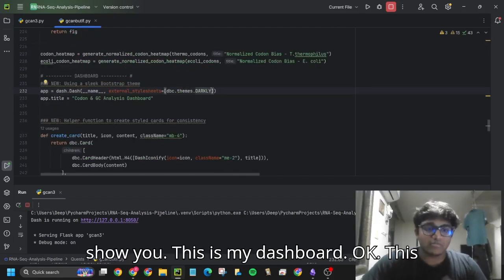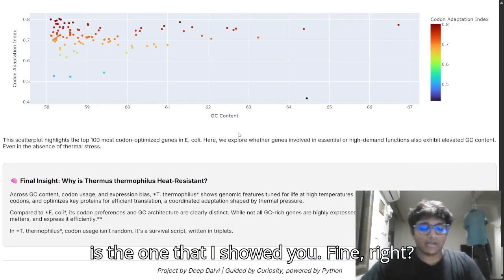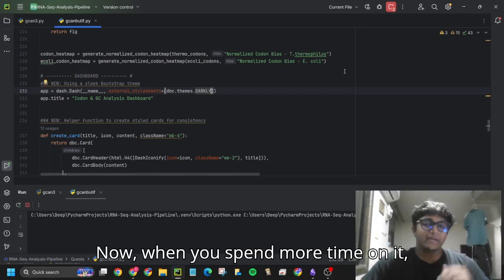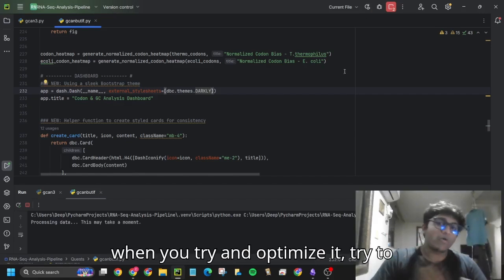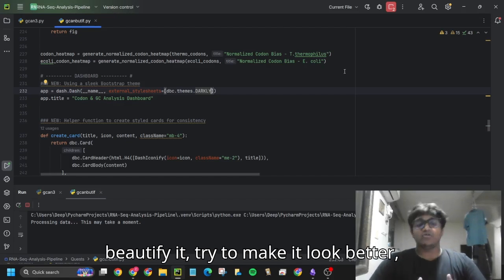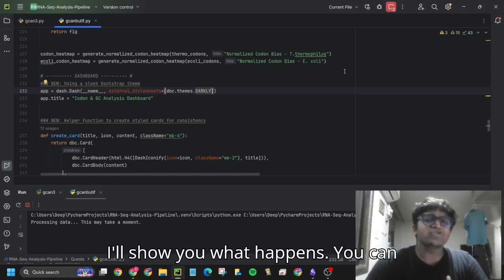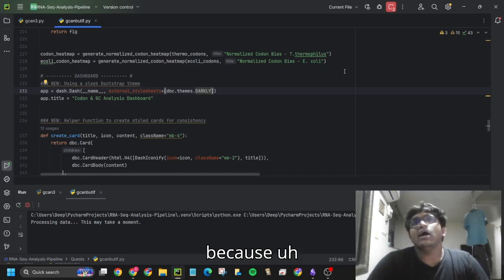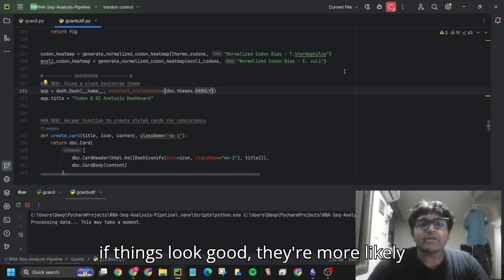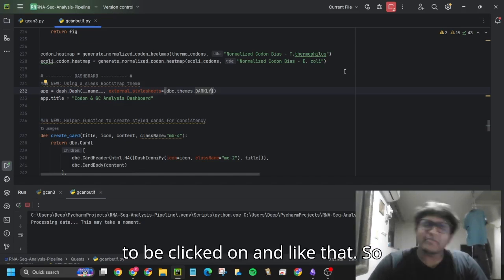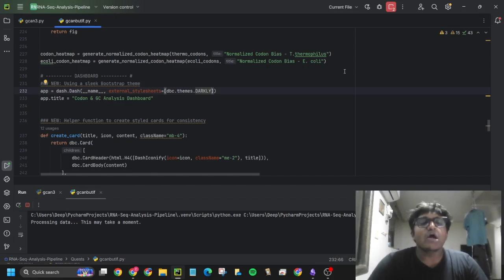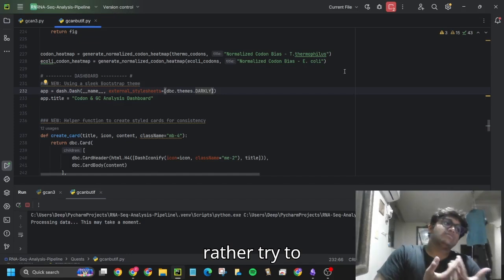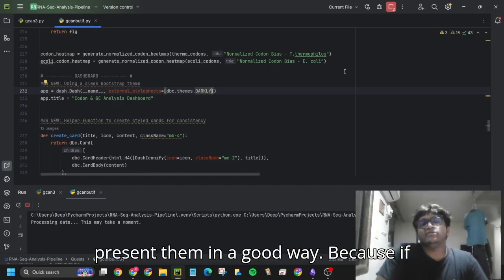Because I'll show you. This is my dashboard, the one that I showed you. Fine, right? Now when you spend more time on it, try to optimize it, beautify it, make it look better, you can create very good looking things, and if things look good, they're more likely to be clicked on. So don't just learn how to solve computational biology problems, try to present them in a good way.